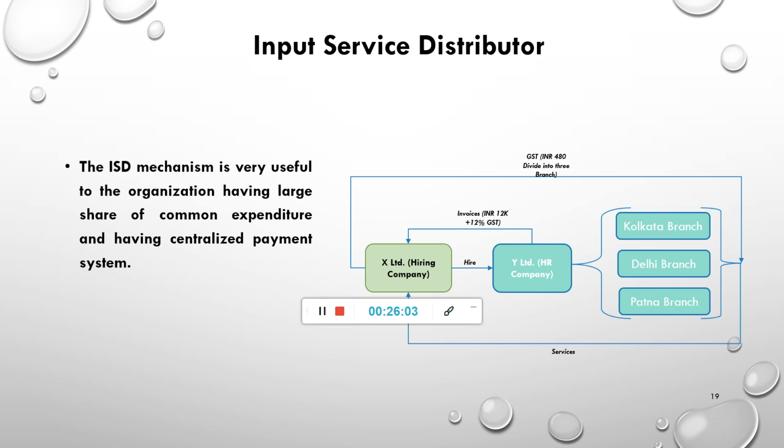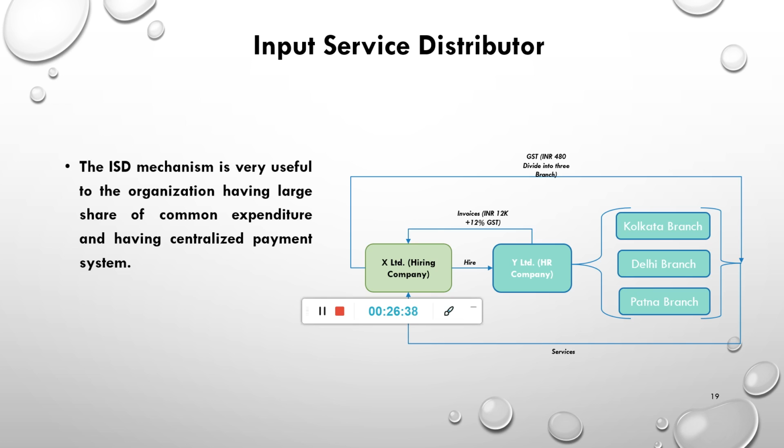Let's take an example of X Limited of Mumbai, which hires an HR consulting firm for its branches at Kolkata, Delhi, and Patna. The HR consulting firm raised an invoice of 13,440 rupees, which includes a basic value of 12,000 plus 12% GST, in the name of X Limited. In this case, X Limited can distribute the GST portion, rupees 1,440, among its branches.